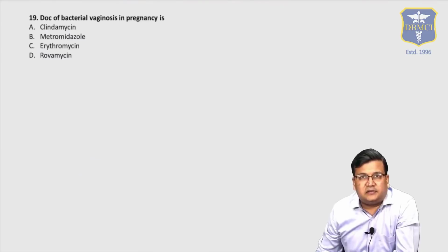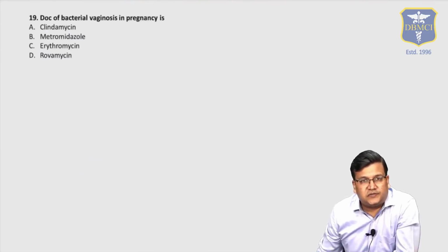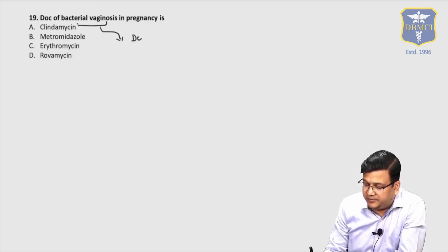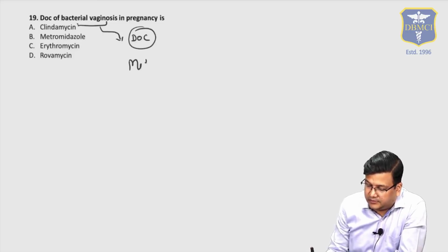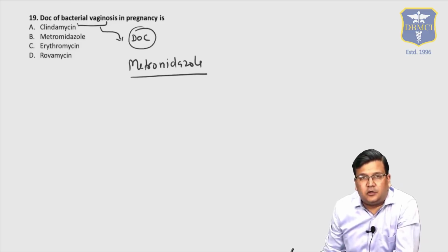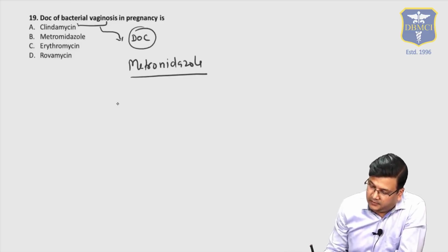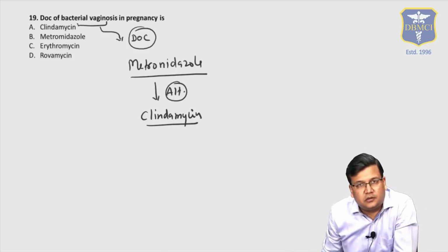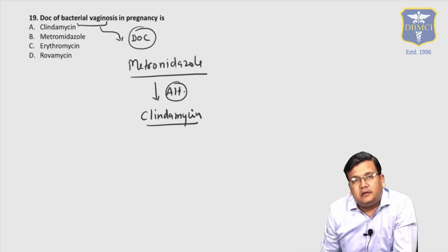Question number 19 is a relatively simple question. Drug of choice for bacterial vaginosis in pregnancy. Whether pregnancy or not, for bacterial vaginosis the drug of choice remains the same, and it is metronidazole. Even in pregnancy or without pregnancy, bacterial vaginosis, it is the same. The alternative to this is clindamycin. The drug of choice is metronidazole, whether in pregnant or in non-pregnant cases.